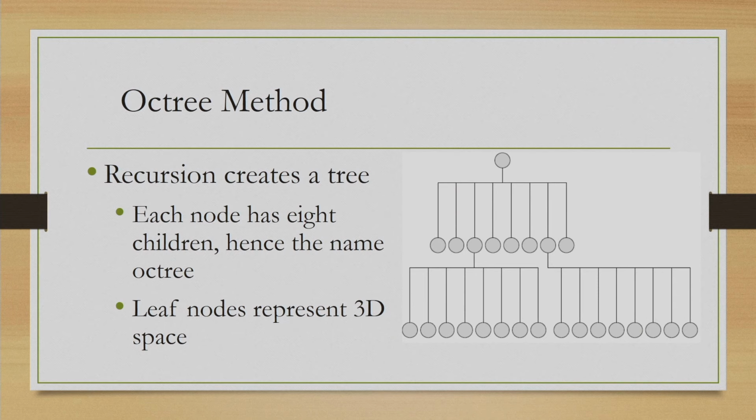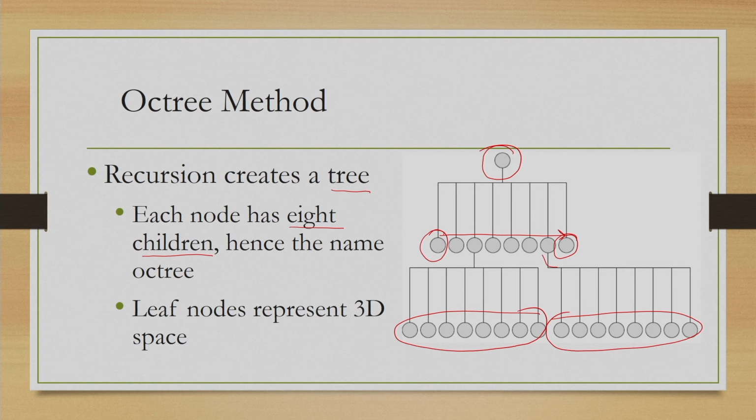Now, what is the output of this recursion? It creates a tree. So, we have a root node. For each root node, we have created 8 child nodes from here to here. Now, for each child node, again we are creating 8 child nodes, and this process continues. So, essentially this leads to a tree. Since each node has 8 children, we call it octree, and the leaf nodes of this tree represent the 3D space.